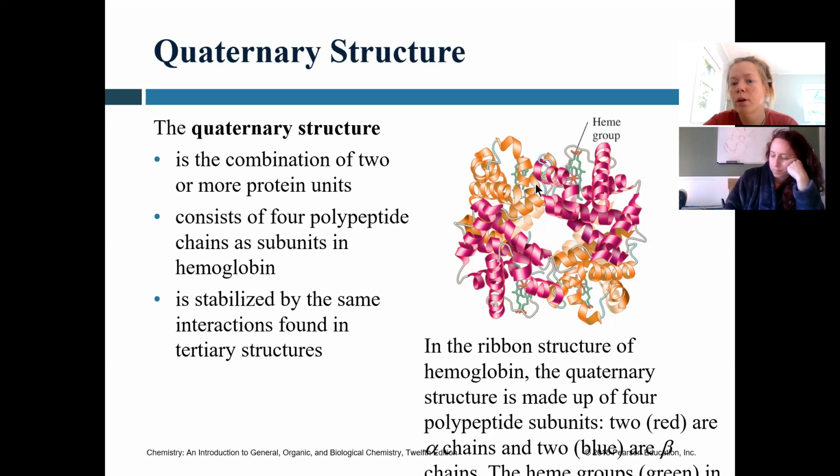How these things grip to each other, why they stay connected, is the same interactions that you would expect to see in a tertiary structure. So those salt bridges, those ionic interactions, where the R groups sticking off the amino acids stick onto other R groups or clump together.